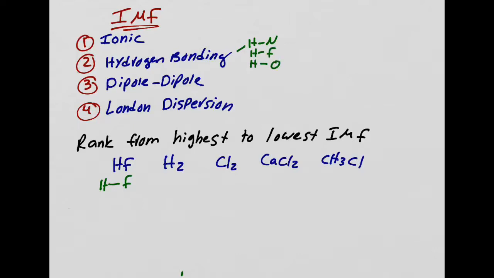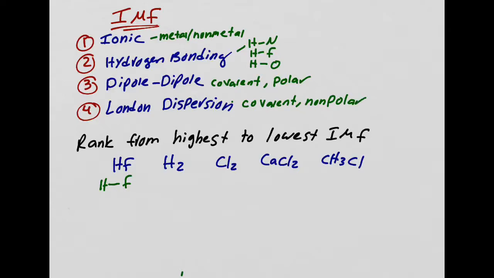Okay. Now remember what ionic is? Ionic is when you have a metal and you have a non-metal. And consider hydrogen a non-metal. Okay, and dipole is when you have a covalent compound. That means you have two non-metals, and the compound is polar. And London dispersion is when you have a covalent compound, two non-metals together, and that compound is non-polar. So far, so good.